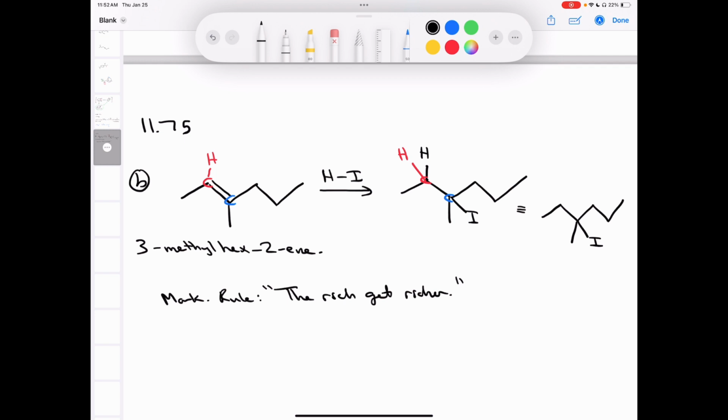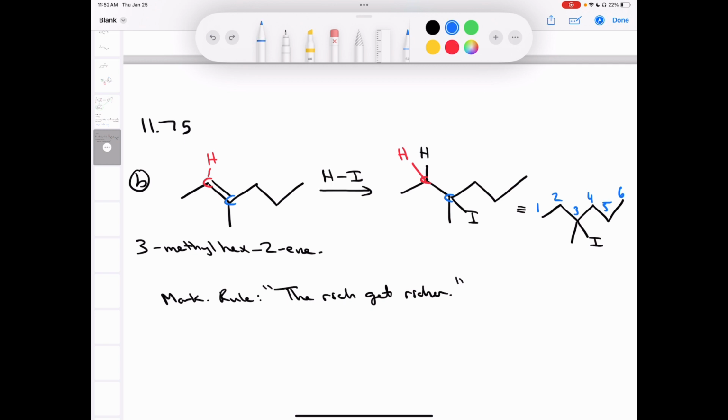So if you're wondering, well, how would I name that compound? Well, we're going to number it 1, 2, 3, 4, 5, 6. Why did I start from the left? The reason I started from the left is because if I started from the right, 1, 2, 3, 4, you can see my substituents, the methyl and the iodo, would be at carbon number 4, and we want them to have the lowest possible number. So the way that I have it labeled is correct.